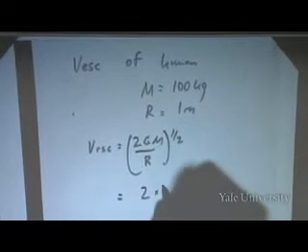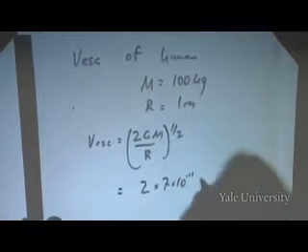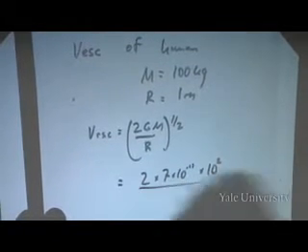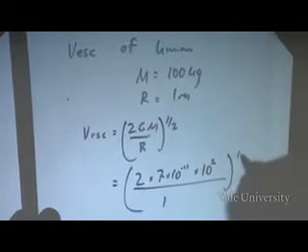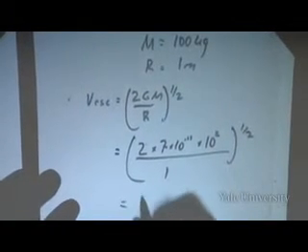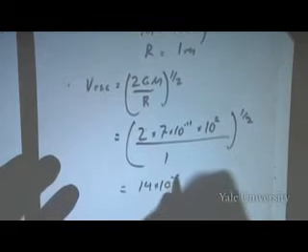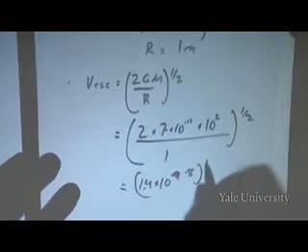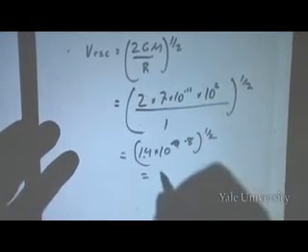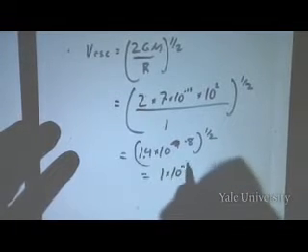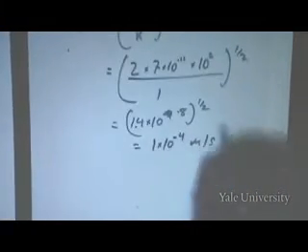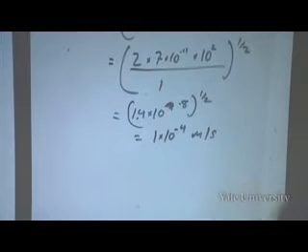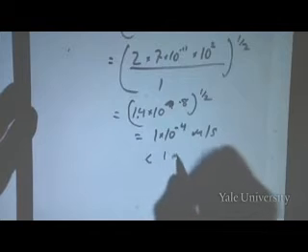2 times 7 times 10 to the minus 11 times 100, that's 10 to the 2, over 1, to the square root. That's 14 times 10 to the minus 9. Call it 1.4 times 10 to the minus 8 to the half power. That's something like 1.2. Let's call it 1 times 10 to the minus 4 meters per second. Or, let's see, that's 1/10 of a millimeter per second. That's less than 1 meter per hour.